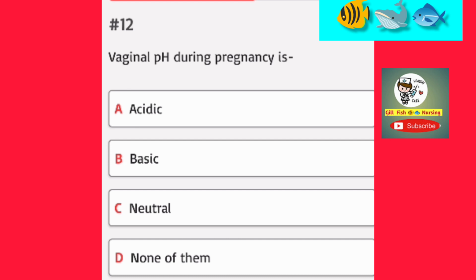So you know that the vaginal pH will always be, what is the answer? It will be acidic in nature. So that will be the correct answer. Then no microorganism will enter into the vaginal area. So that is the correct answer, acidic.